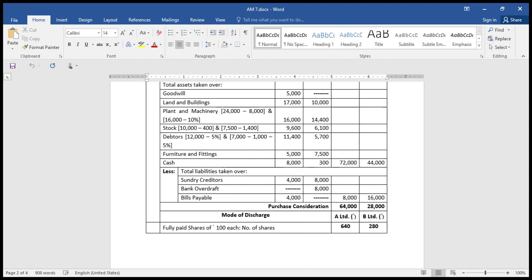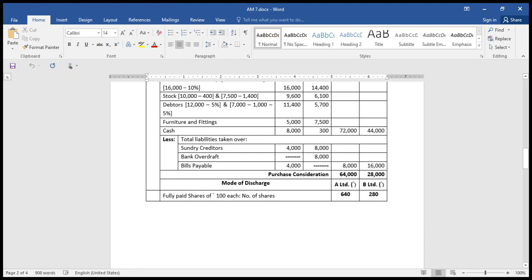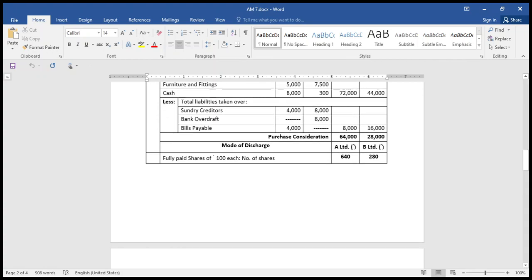Here 64,000 for A company, B company 28,000. 64,000 divided by 100. So what is the number of shares to be issued? 640 shares to be issued. And in case of B Limited, 28,000 is the total purchase consideration, and it is settled through the issue of fully paid shares of rupees 100 each. 28,000 divided by 100. So we will get 280 shares. Okay. So for A Limited, they will issue 640 shares of rupees 100 each, and B Limited, they will issue 280 shares of rupees 100 each.